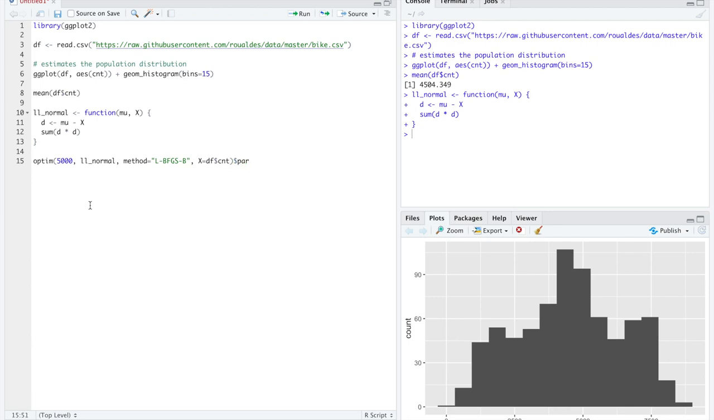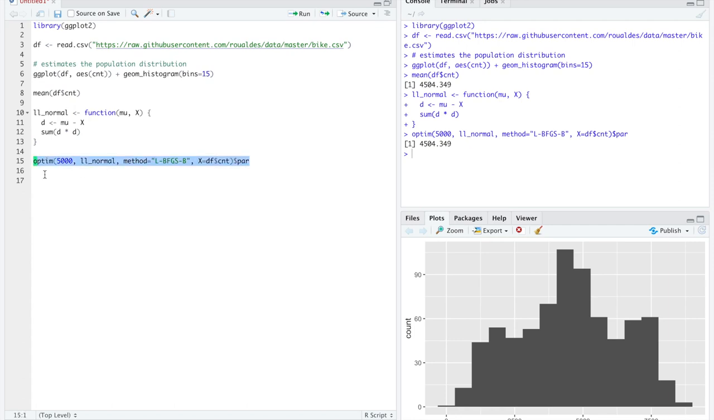You'll notice I'm specifying no upper or lower bounds here in optim because the population mean mu for normal data can be any real number, so there are no bounds for the mean mu. And if you run this code, you'll get out the exact same number we got by just hand calculating the mean mu.